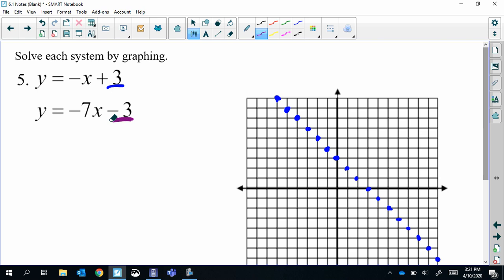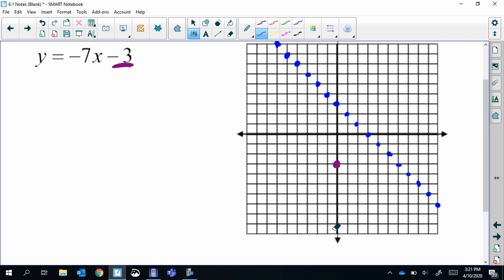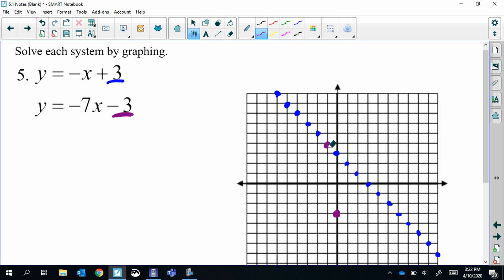Then for the second one, I'll use this different color, negative 3 first for our intercept. And then negative 7 is the slope, which means it goes down 7 over 1. Or if we went the other way, it would be up 7 and left 1. And since I just put one point on top of the other, that will be our solution right there where the purple and the blue intersected.